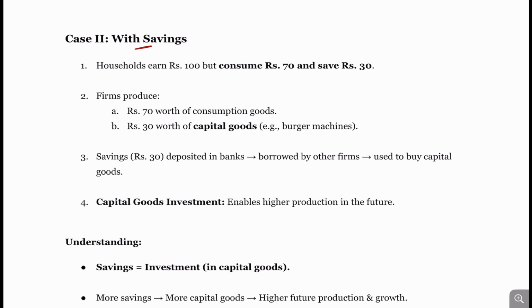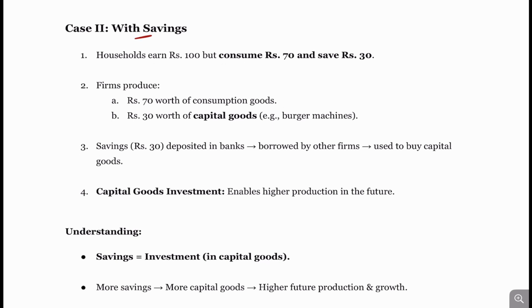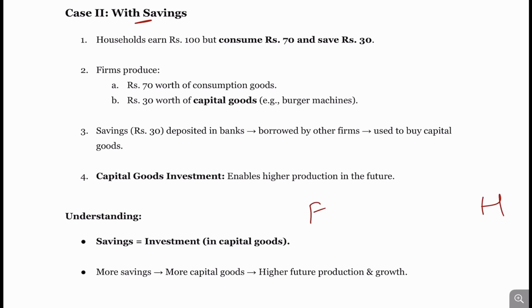Again, let's take the same example. There are firms, and suppose there are households. Households earn 100 rupees, consume 70 rupees and save 30 rupees. So firms are supplying goods of 70 rupees to these households, so firms are getting 70 rupees from households. Households are getting 100 rupees as wage, as interest, as rent, etc.